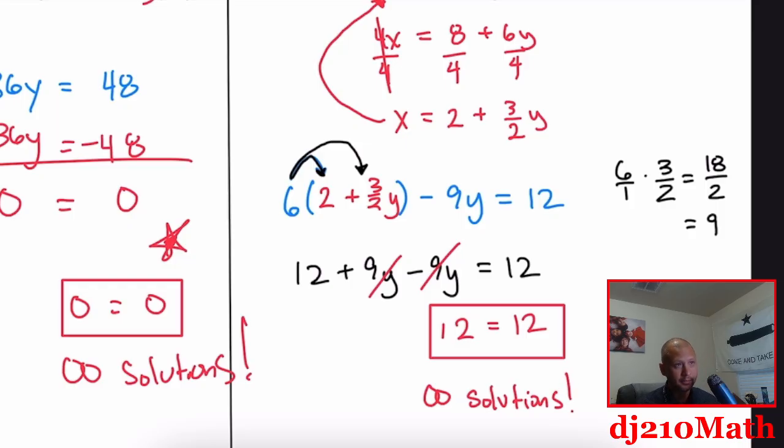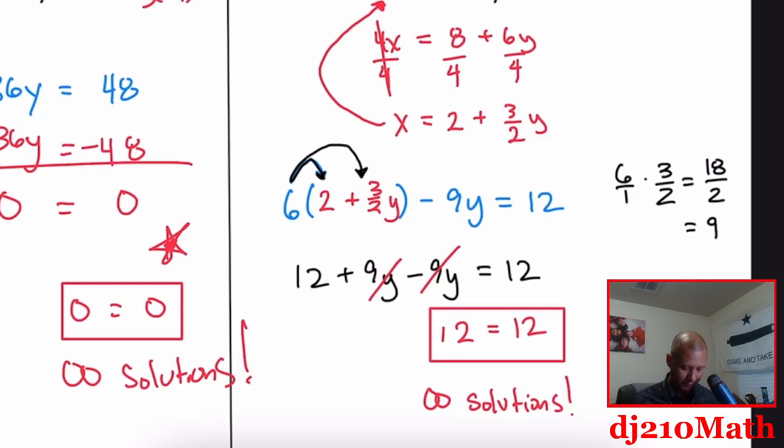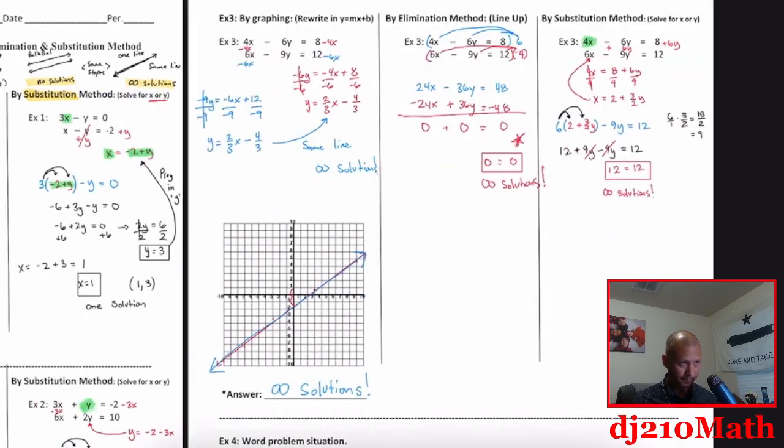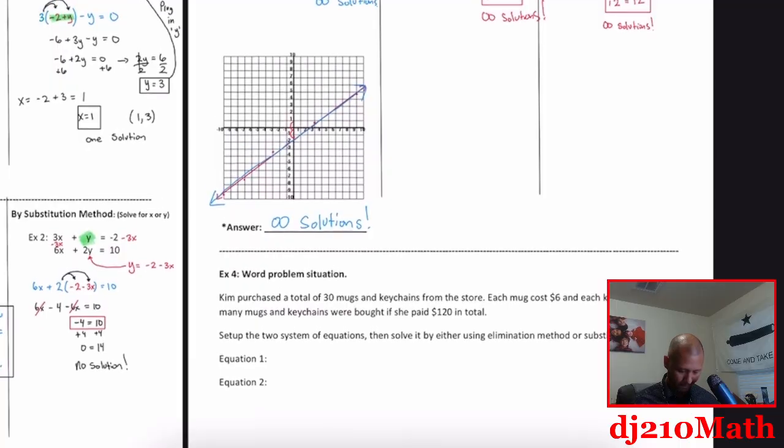So those are our cases. Those are our 3 cases. One solution, no solution, and infinitely many solutions. All right. What we got left? Word problem.